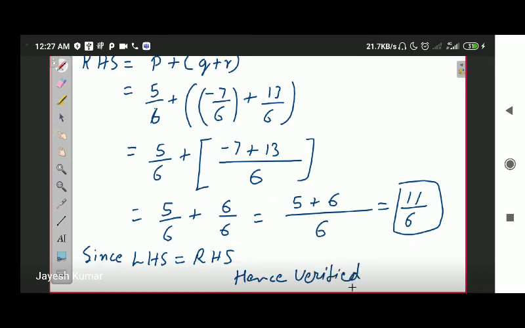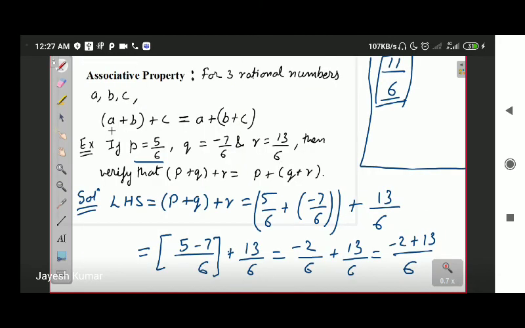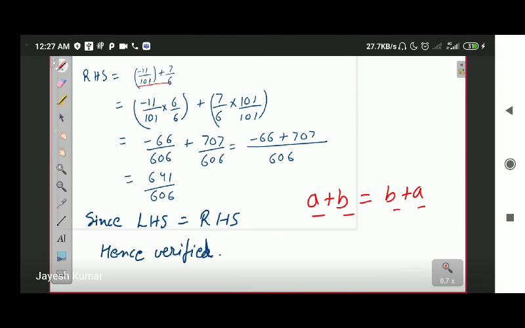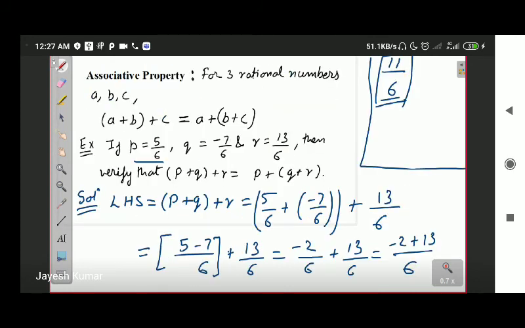Okay, so in this manner you have the associative property. Once again, see, what was the associative property? Whatever the order of addition is, see, associative property is for 3 rational numbers and commutative property was for 2 rational numbers. For commutative property, if we add 2 numbers, whatever their order is, the answer will be the same. Again, for associative property, if we add 3 numbers in different orders, first of all we add 2, then the third one, in any of the orders, the answer is going to be the same.